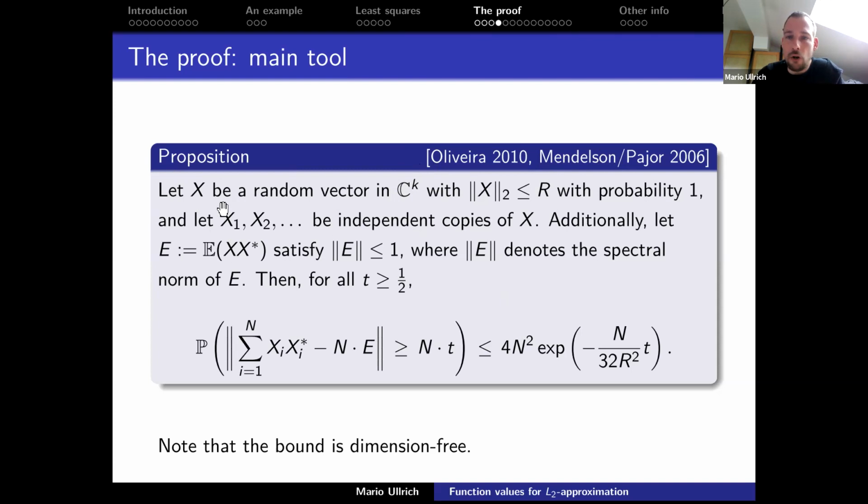Then you take independent copies of these vectors, right? Build the rank 1 matrix out of them, so just multiply x1 by x1 transpose, or complex conjugate. Then this is a rank 1 matrix, and what you get out of this result is that the probability that the difference of the sum of rank 1 matrices and n times the expectation of this rank 1 matrix is large is small.